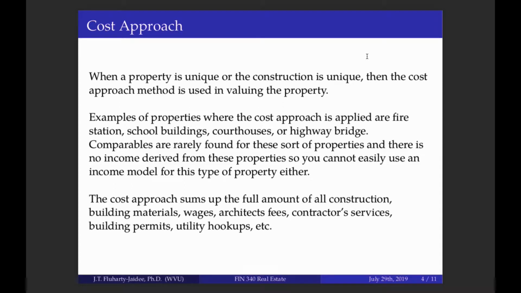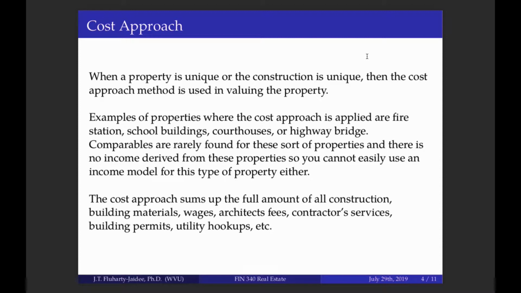So again, these items are going to be things like fire stations, school buildings, courthouses, or bridges, for example. They don't produce income, they're not marketable, therefore we can't use the other two approaches, we must use the cost approach. The cost approach is pretty simple. All you're going to do is sum up the full amount of the construction, building materials, wages, architect fees, contractor services, permits, utility hookups, etc. All of those costs just are placed together into the building's value, and that's the cost approach.